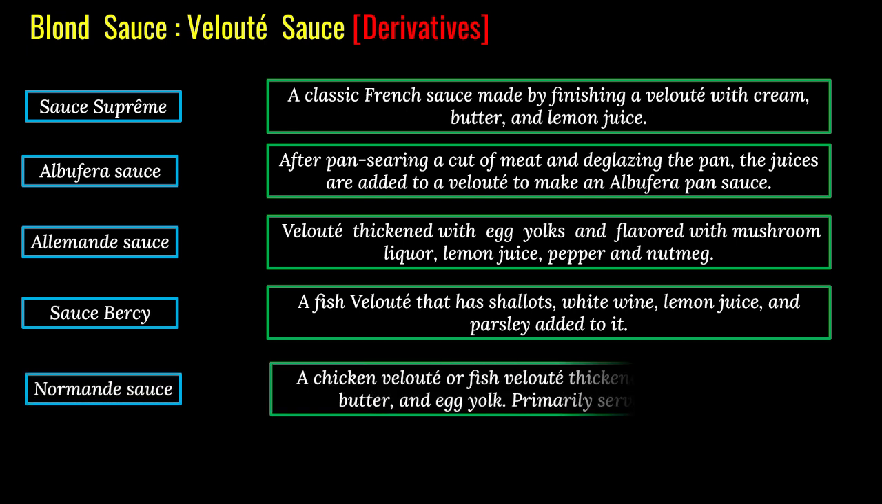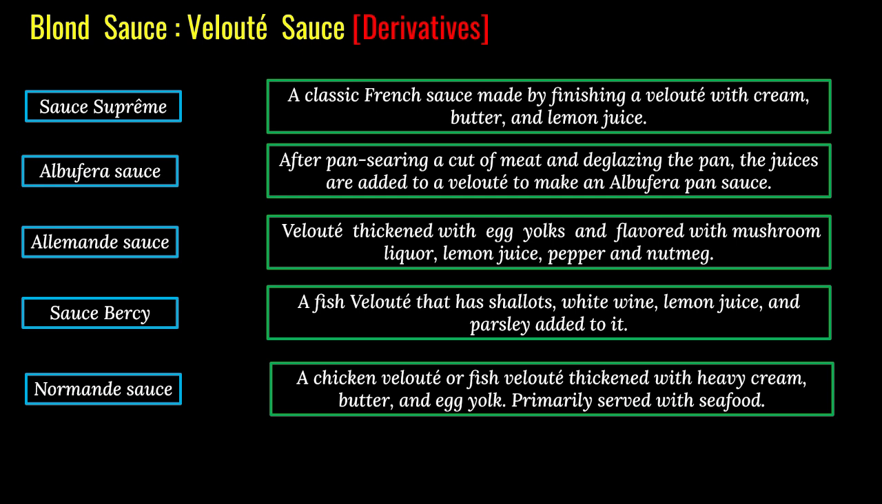Norman sauce is a chicken velouté or fish velouté thickened with heavy cream, butter and egg yolk, and primarily served with seafood. So Norman sauce is primarily served with seafood. It is made out of chicken velouté or fish velouté. Sauce barfi is typically made out of a fish velouté. Clear? So these are the 5 derivatives. There are many more derivatives you can study from different books and reliable resources on the net.